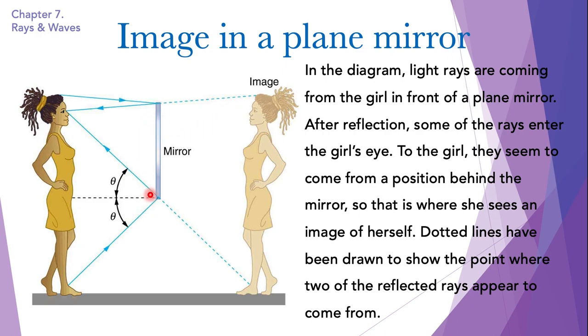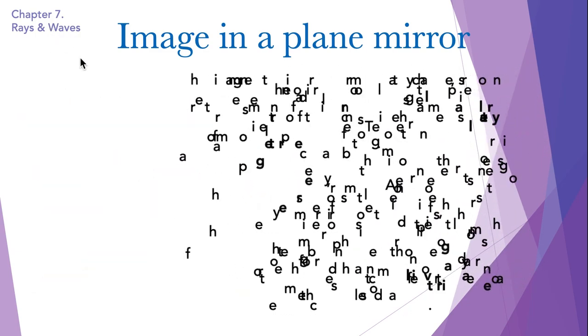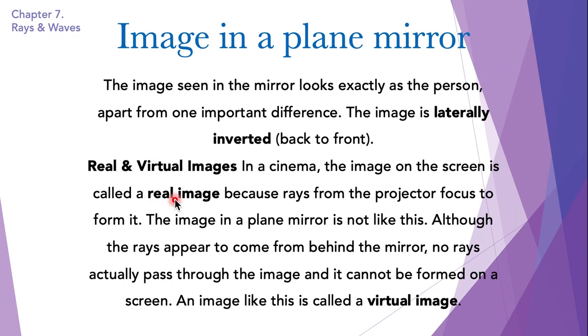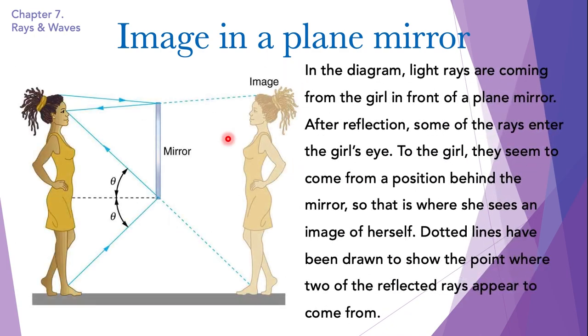So that is how she sees her whole body in this small mirror, even though the mirror is only of this height. She can still see her legs and feet. So the image seen in the mirror looks exactly as the person, apart from one important difference. The image is laterally inverted, which means it is back to front. So this is the image in a plane mirror. It is the same as the person, but it is laterally inverted.